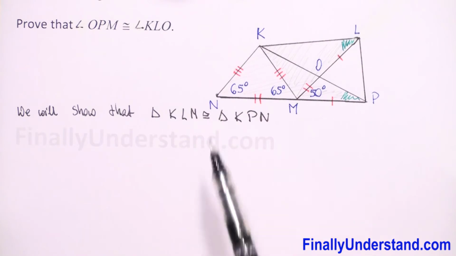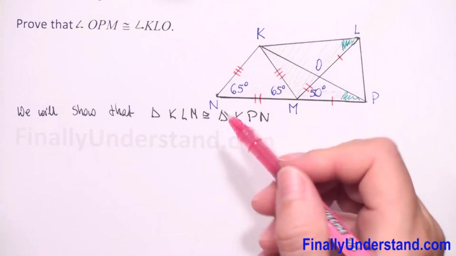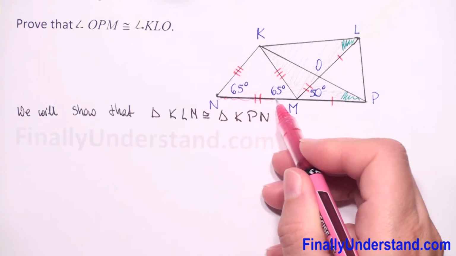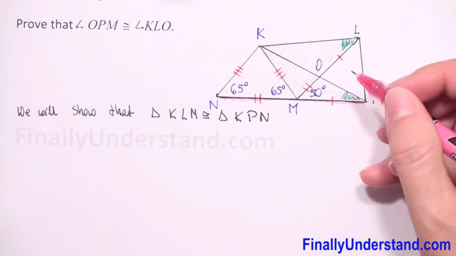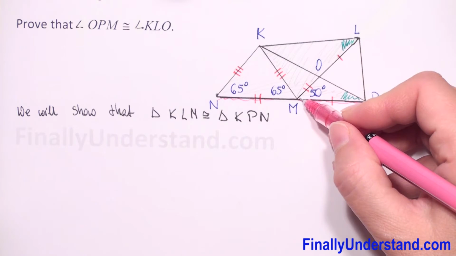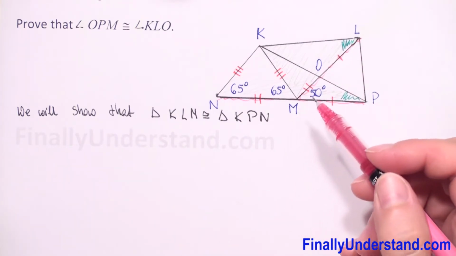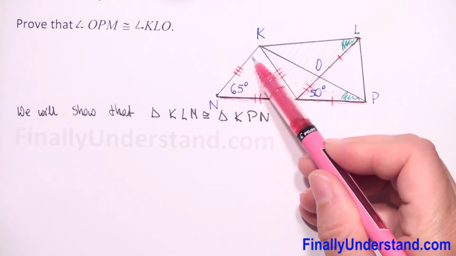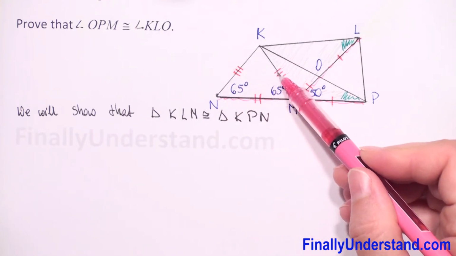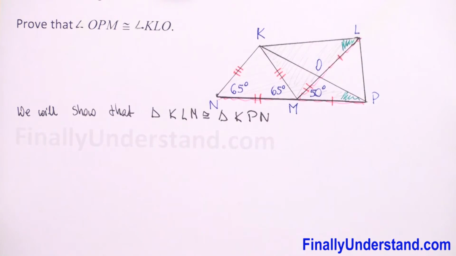It means that this segment NP is congruent to segment ML. And what we have given? That this side is the same like this. So let me write this from the beginning.